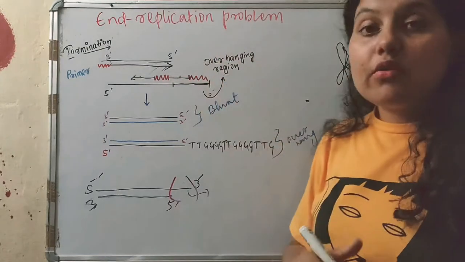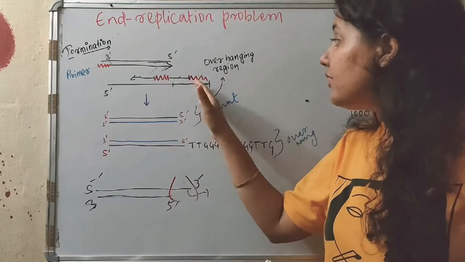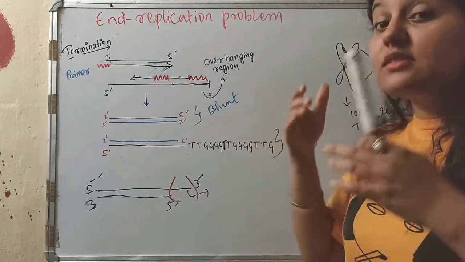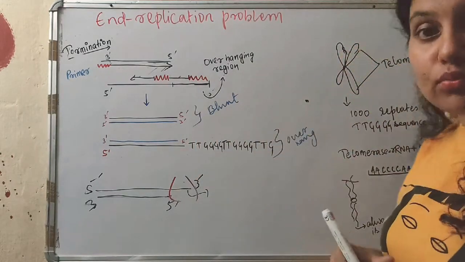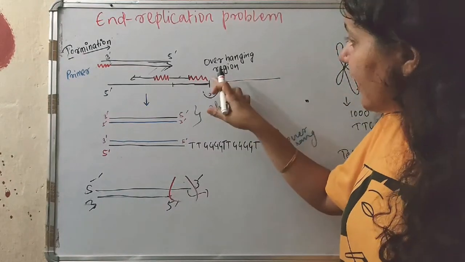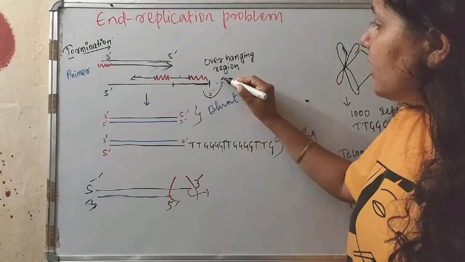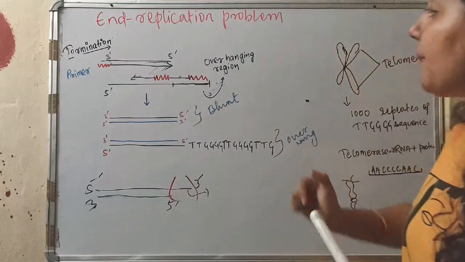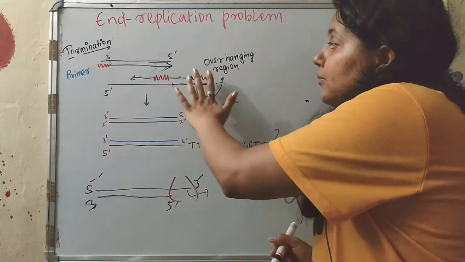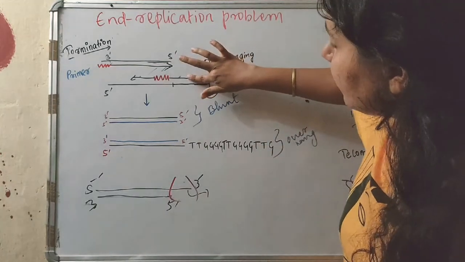Because in the lagging strand, there is a primer at the end, and beyond this there is no more DNA. In the middle portion of the chromosome, there are other stretches of DNA further along, so the enzyme can fill the gap. But at the end there is no further DNA, so after the removal of the primer, the polymerase is not able to fill this gap. So there will be a gap.